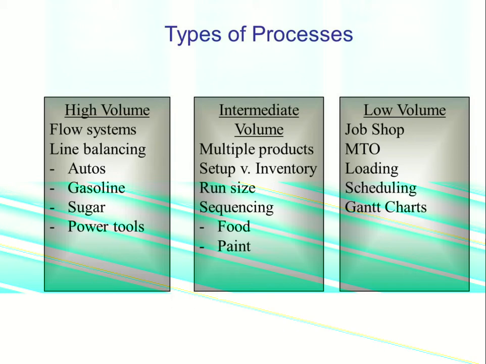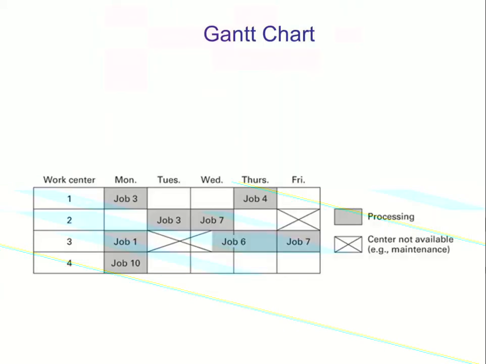Then we get into the main issues being loading, which means which workstations are going to work on which job at which time, which turns into a scheduling problem and is often resolved using Gantt charts, which if you've done some work with project management, you may have already been exposed to Gantt charts. And here's just an example.